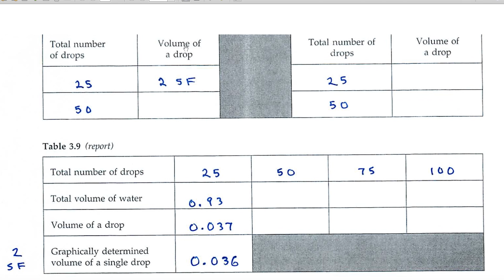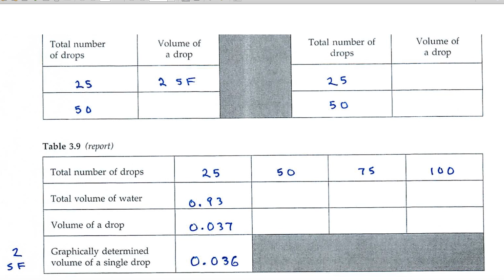Now we're calculating the volume of a drop. And this is for the eyedropper part. We had 25 drops. You recorded the volume. 25 is an infinite number of significant figures, but you'll remember that when you recorded that volume, it was to the 10th, and that had 2 significant figures. So a grader will look for 2 significant figures here.